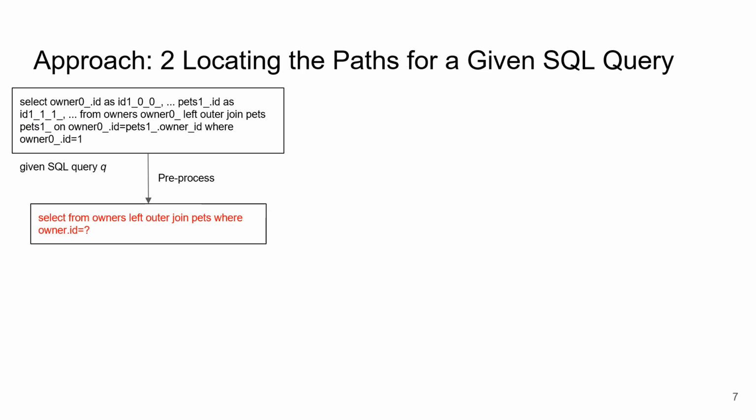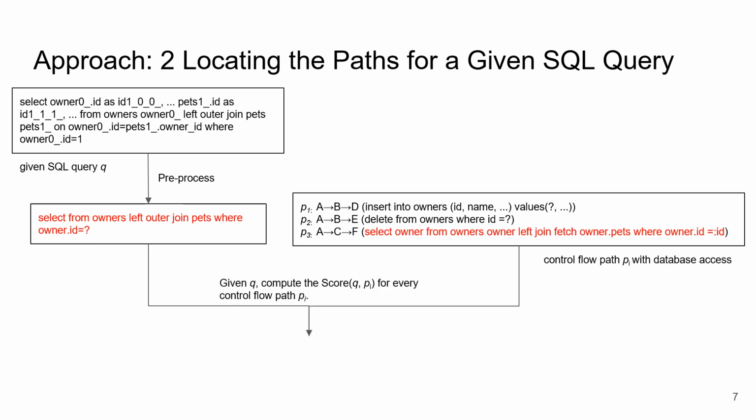In the second part, the approach locates the paths for a given SQL query. Given a SQL query, it first preprocesses it. It removes the generated variables, column names, and dynamic values. Then it computes the score for every control flow path. These control flow paths are generated in the previous part. It applies information retrieval technology to compute the score. We will illustrate it in detail on the next slides.